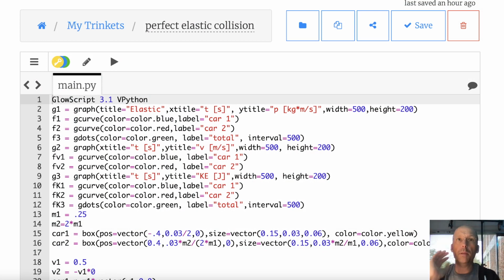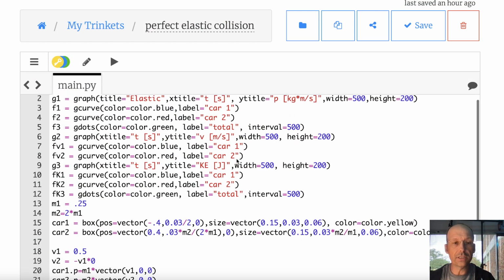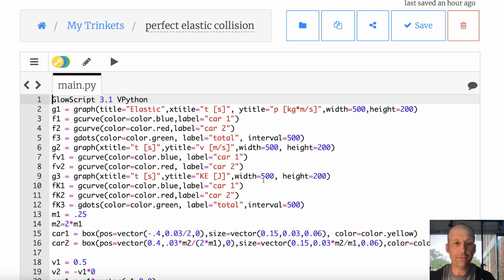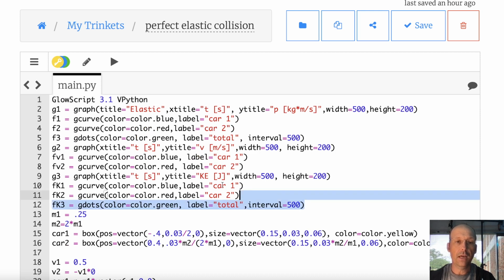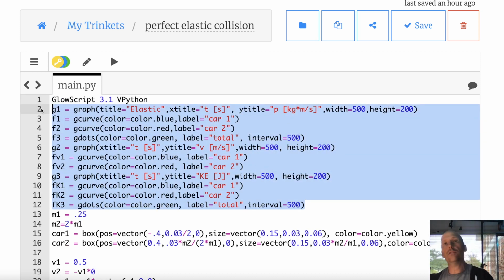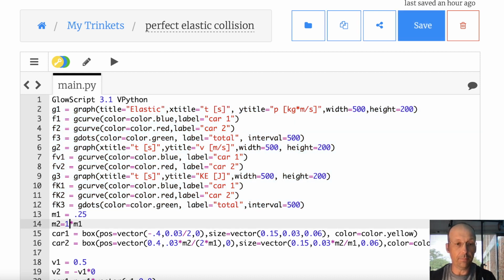Okay, so here's the code. Let me just run you through it real quick. All this stuff up here, this just makes a graph. I'm making a bunch of graphs. I'm going to graph the momentum as a function of time in the x direction, the velocity in the x direction, the kinetic energy. So here I have car 1 is 0.25 kilograms. Car 2, let's put that at the same thing.